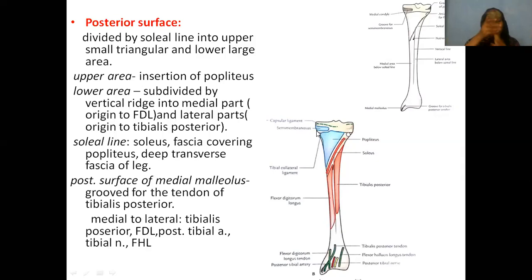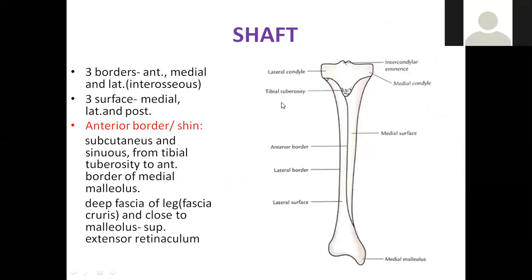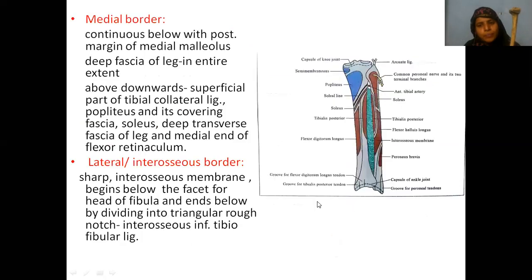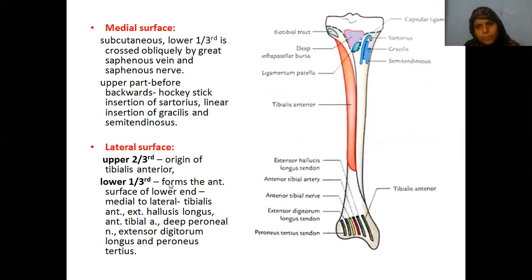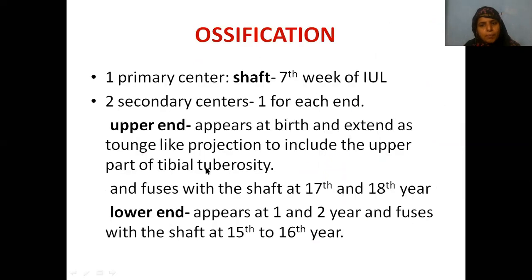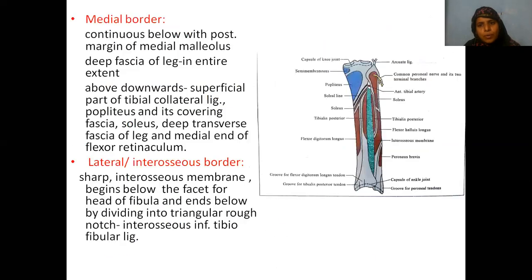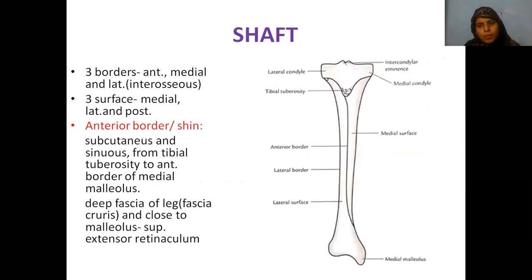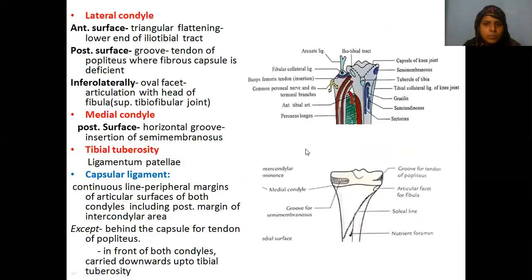Now you are clear with the borders and surfaces. So three borders we have: anterior, medial and lateral. Then we have three surfaces: medial surface, lateral surface and posterior surface. The anterior border is also called the shin and it is subcutaneous. You can feel it, and you have already felt it, I asked you. Now coming to muscle attachments. See, this is posterior. I'll show you. Yeah, this is posterior.